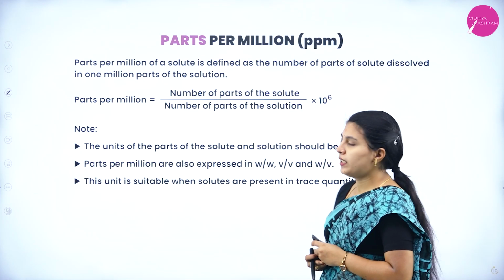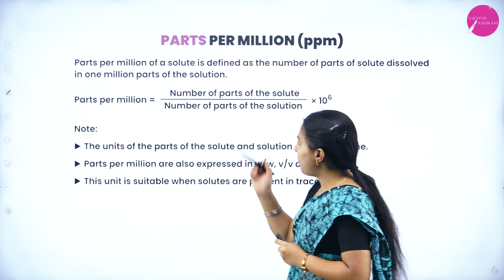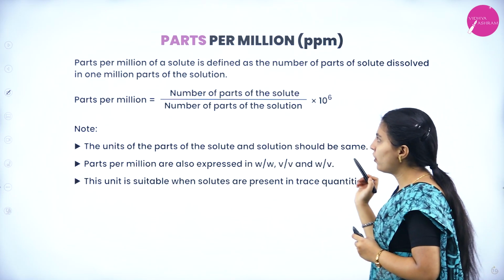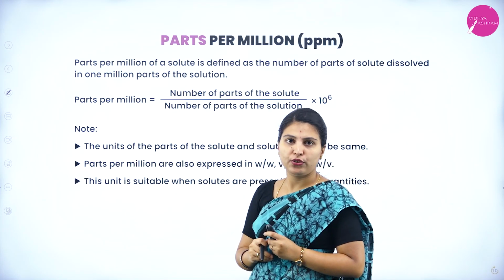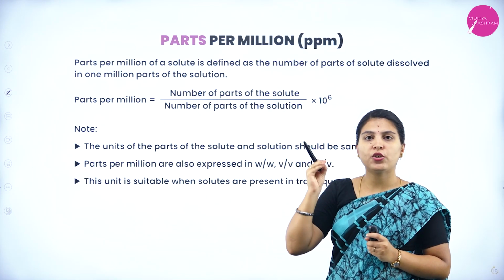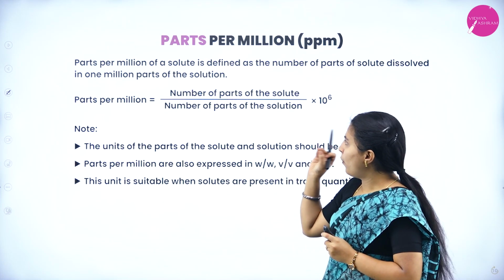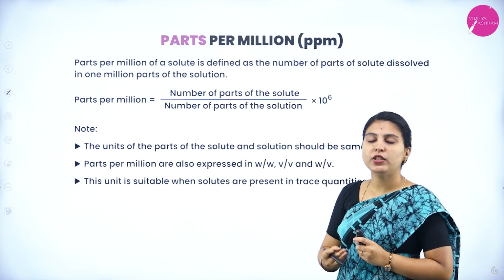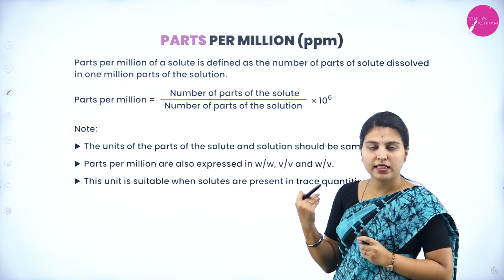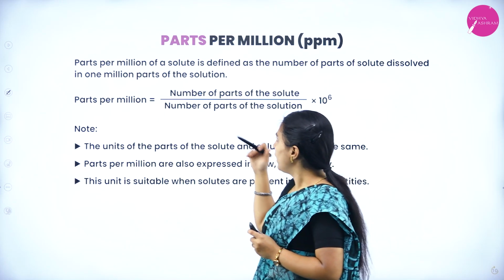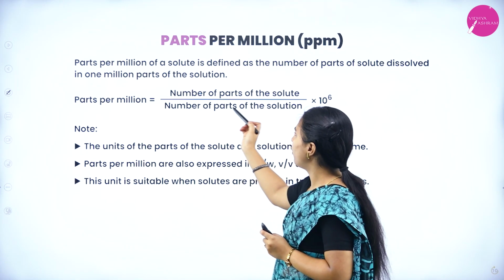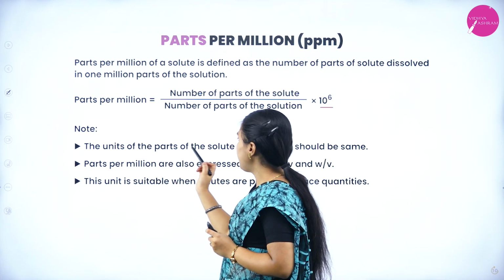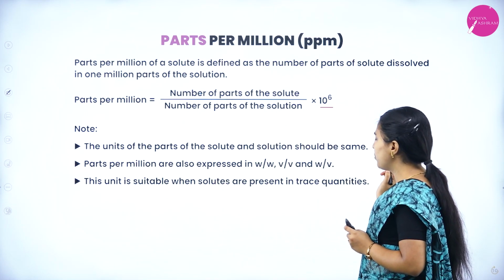We will see parts per million, ppm. Parts per million of a solute is defined as the number of parts of solute dissolved in 1 million parts of the solution. Means number of parts of solute dissolved in 1 million parts of solution. So it will be into 10 to the power of 6. Million means 6 zeros will be there. So number of parts of the solute divided by number of parts of the solution into 10 to the power of 6. The units of the parts of the solute and solution should be same.